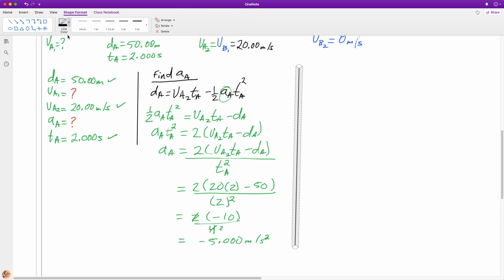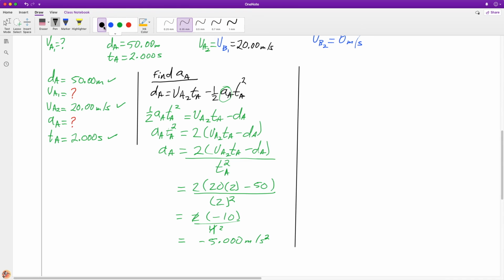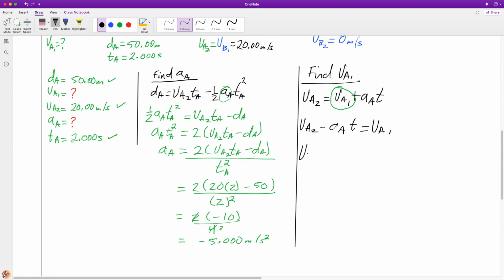Let's be consistent with coloring. All right, so next we are going to find VA1. We're going to use VA2 is equal to VA1 plus A times T. We are now going to isolate for VA1. To do that, I'm going to bring the last term over to the other side. I'm going to get VA2 minus A times T, and that's equal to VA1. Rearranging, I got VA1 is equal to VA2 minus A times T.